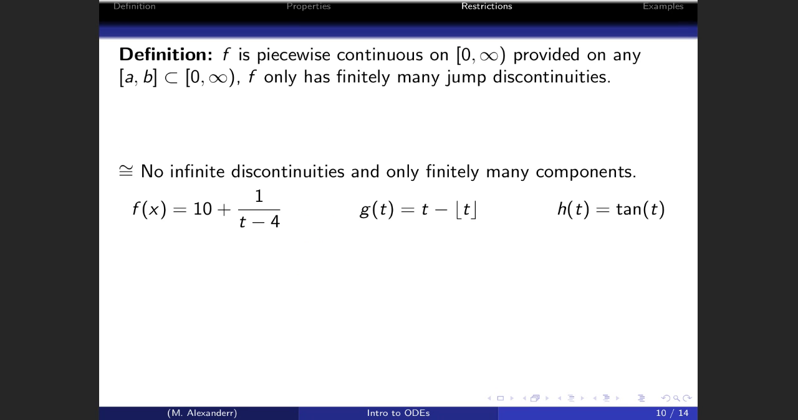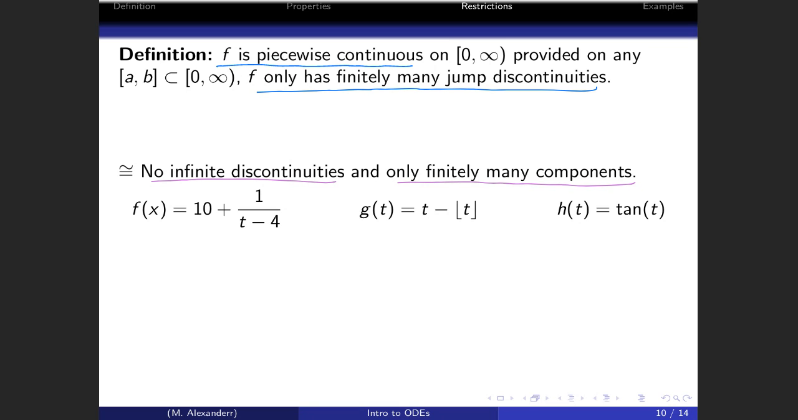So the first part of the answer to the question is this: we need the function f to be piecewise continuous. What piecewise continuous means is that the function f only has finitely many jump discontinuities. Another way to say the same thing, just in different words, is no infinite discontinuities and only finitely many components. And on the bottom, I've listed 3 functions that are not good examples. Those are the f, g, and h on the very bottom, bad examples that cannot be classified as piecewise continuous.